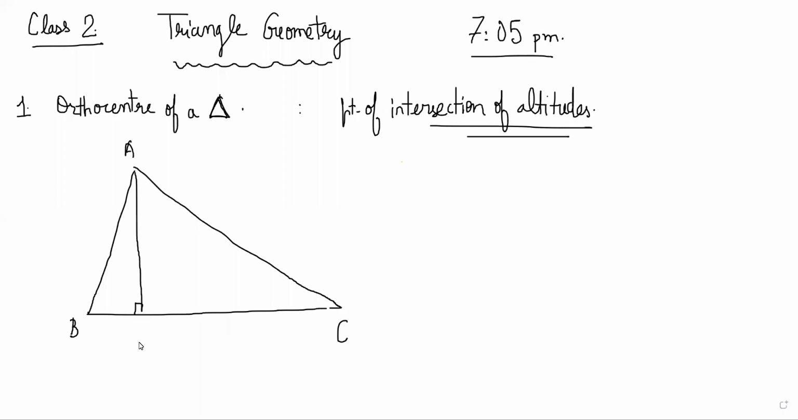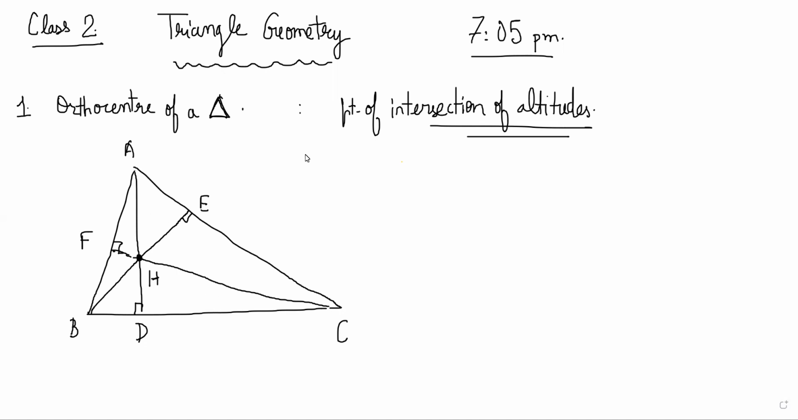So this is one altitude. Let's call it AD. Another altitude will be like this, BE. And the third altitude will be CF, for example. So these are the three altitudes. The point of intersection of these is known as the orthocenter, or H. Sometimes it is also denoted by O or something, but right now we'll write it as H. So this point is the orthocenter.